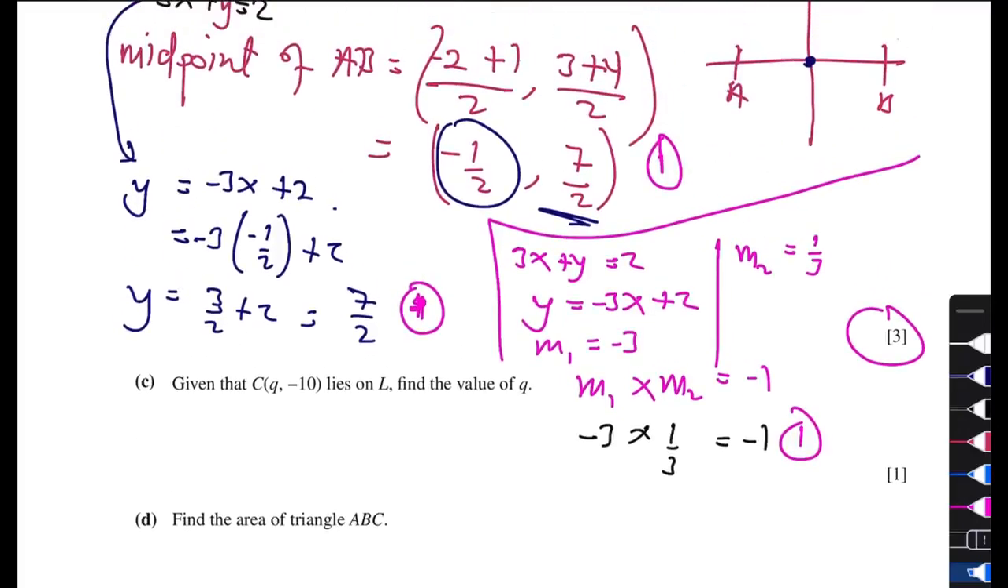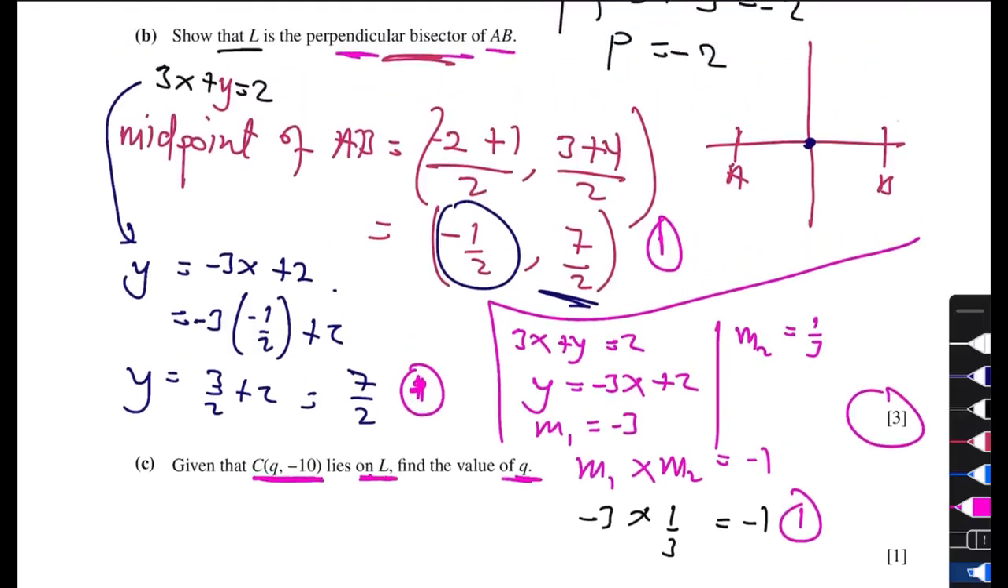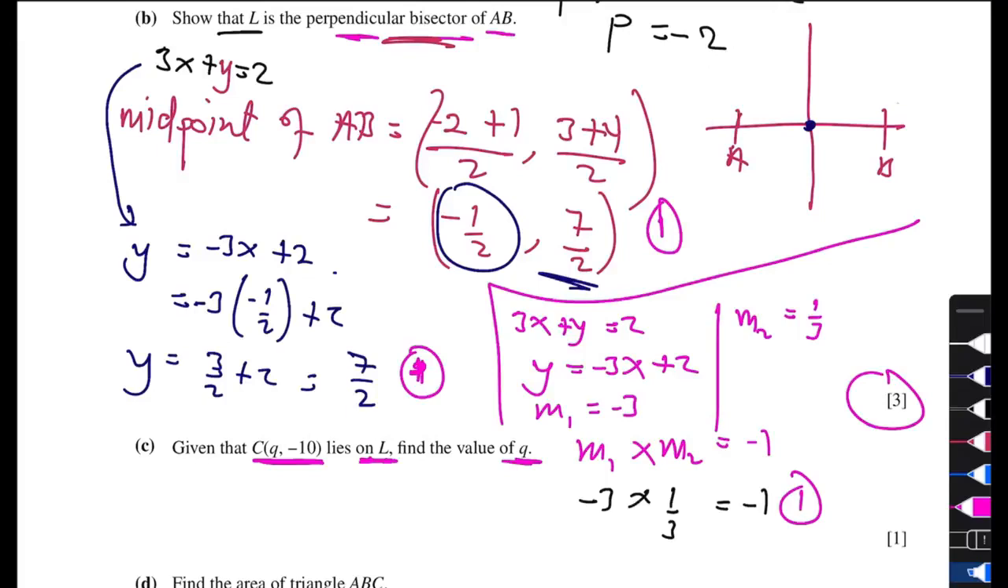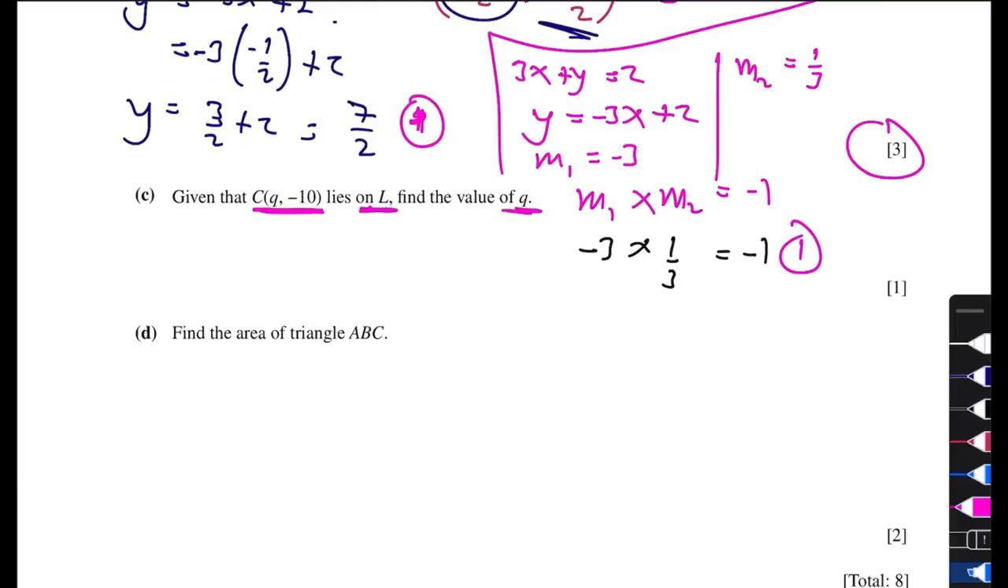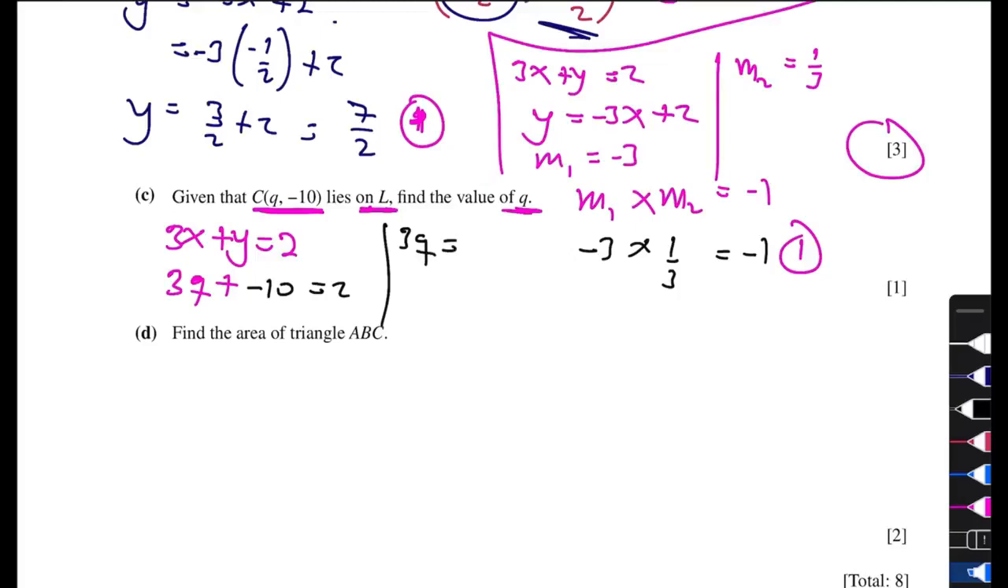All right, part C says that given there's a point C like this, which lies on this line, find the value of q. Remember that the line L is what the question gave us, which is 3x plus y equals 2. So the x is now q, so you have 3q plus y, where y is -10, so plus -10, equals 2. So now you have 3q equal to 12, so q is equal to 4, for 1 mark.